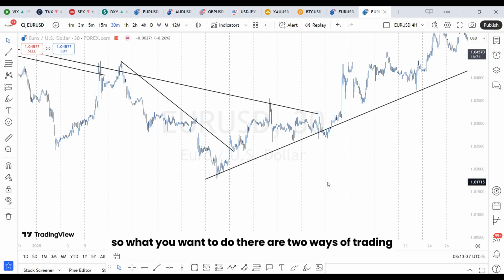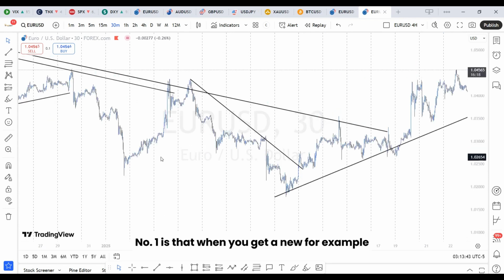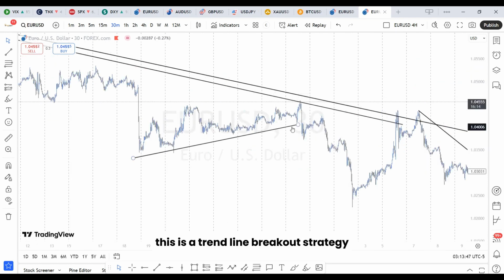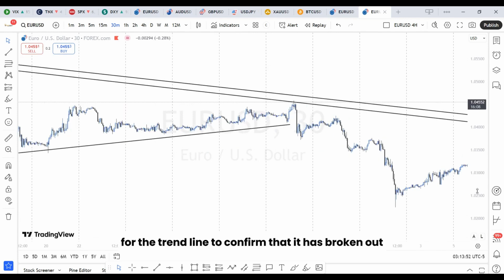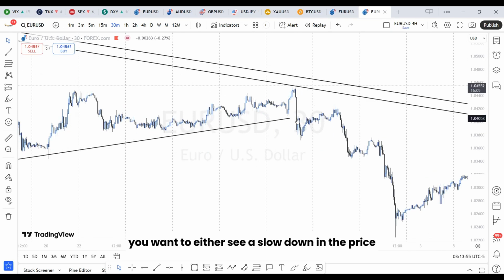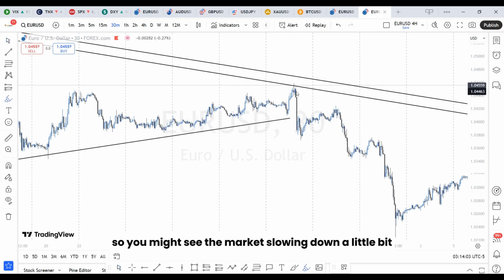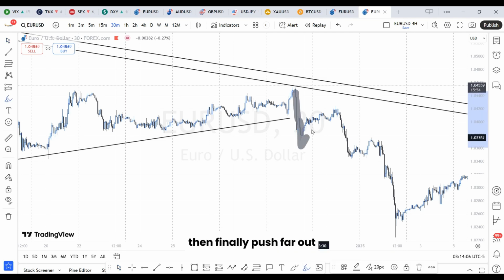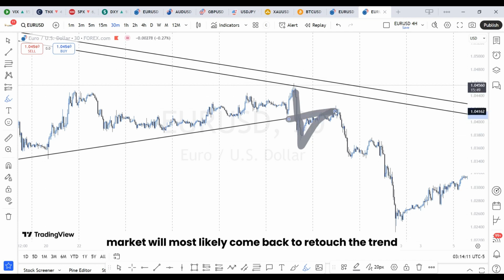illustration? So what you want to do, there are two ways of trading Trendline Breakout strategy. Number one is that when you get a new, for example, this is a Trendline Breakout strategy. Now this is a trend line and this is the breakout. So for the trend line to confirm that it has broken out, you want to either see a slow down in the price and the market push away out of the trend line. So you might see the market slowing down a little bit, then finally push far out before coming back to touch the trend again.